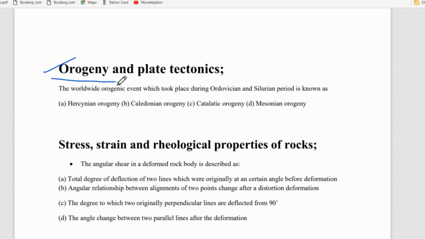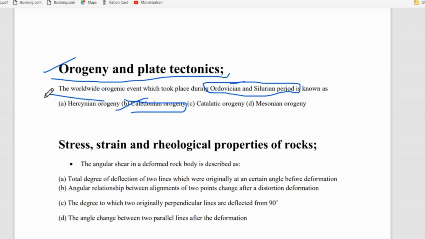Next topic is orogeny and plate tectonics. The question which they have made out of it is which orogeny occurred during the period Ordovician and Silurian. So it is the Caledonian orogeny. So you have to remember the time periods for these. Okay, they can ask in future exams.